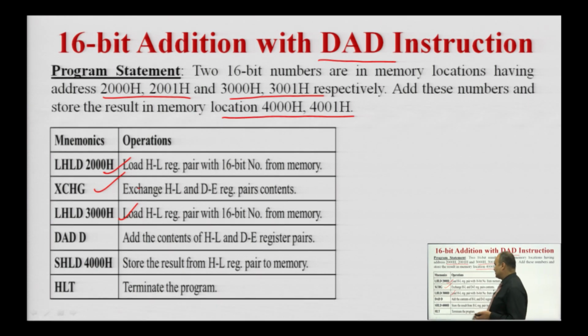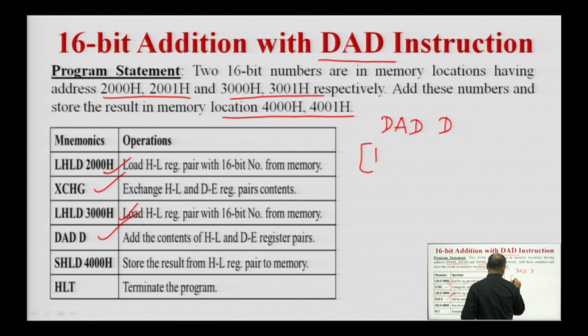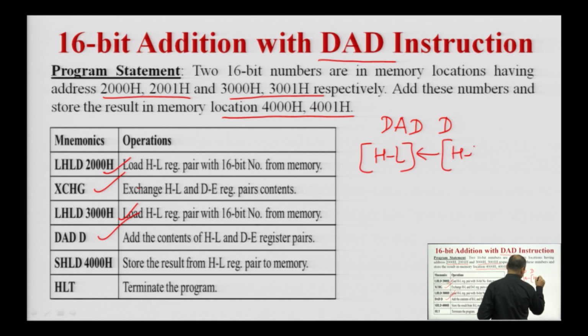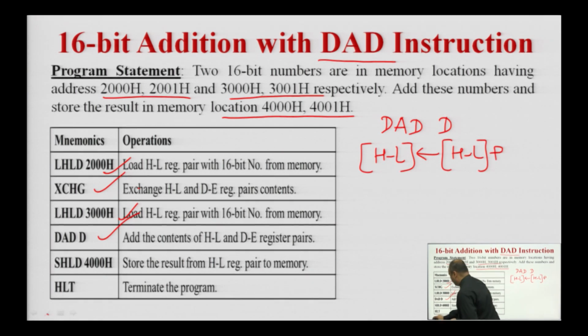Then we use the DAD instruction. Whenever the microprocessor executes the DAD instruction, it will perform the following operation. It will add the content of the HL register pair with the content of the DE register pair, and it will store the result of the operation into the HL register.